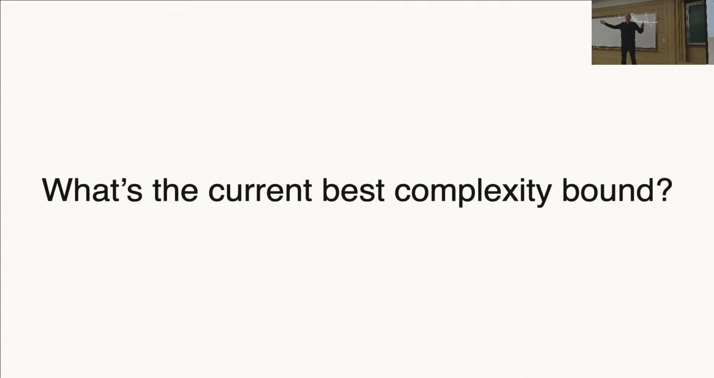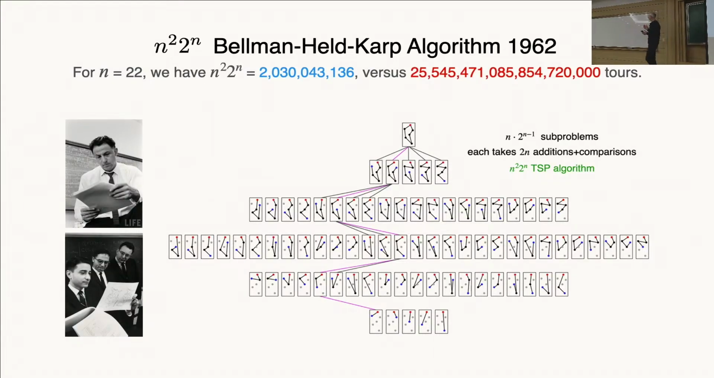So the question is, where do we stand now? So these are all challenges. How quickly can we solve the TSP? Well, maybe it's not known to newspapers, but in fact, Menger's first question was answered in 1962. You can do better than n factorial.